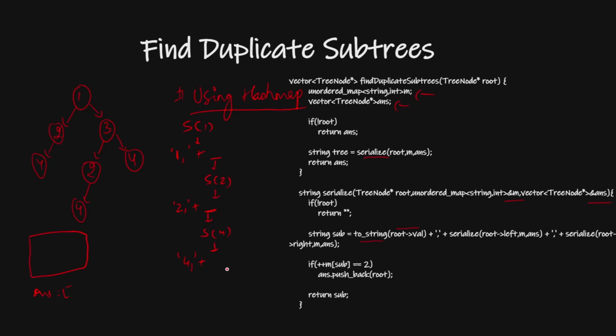What is my left? So its left is null. If its left is null, it will give an empty string. So I have this empty, and for this empty I have a different comma. So I have this comma, and for that comma I have again called its right.